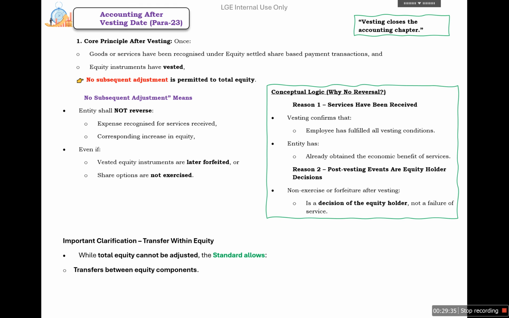But there is one important clarification: transfer within equity is allowed, while total equity cannot be adjusted. For example, if employees have not opted for the options, the expense part that we have recognized cannot be reversed, but for the part where equities are not issued, we can transfer that unissued equity part to a different equity component.